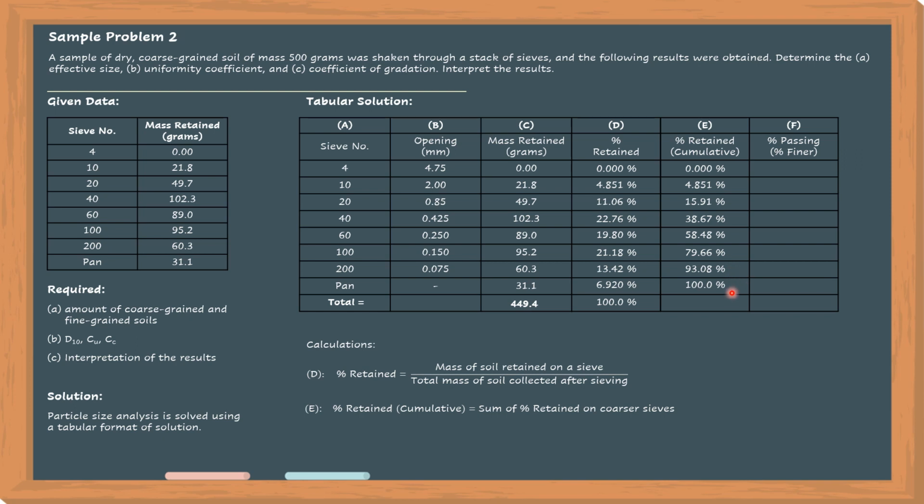Okay? Then lastly, the percent passing is computed by 100% minus percent retained cumulative. So 100% minus 0 for sieve number 4 is 100%. And then 100% minus 4.851 is 95.15. And then 100 minus 15.91 is 84.09%. So on and so forth until the pan is equal to 0%.